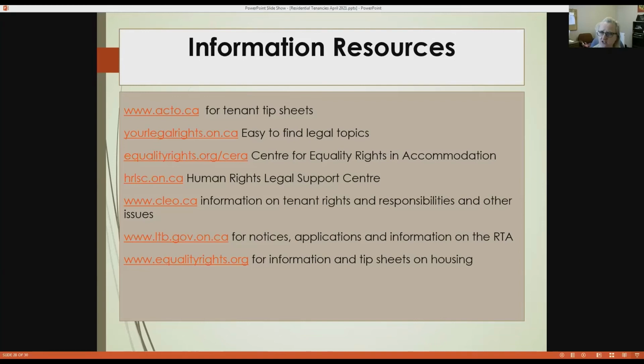We do have the Landlord Tenant Board. They've got the notices, applications, and information. They have really good guidelines on how to fill out these forms.